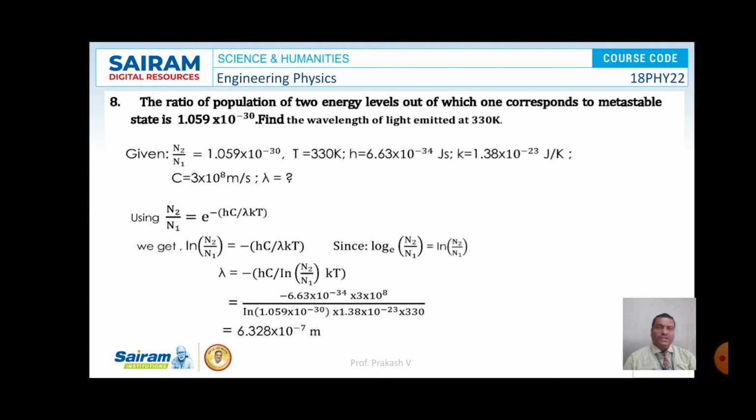So we know that N2 by N1 is equal to e to the power of minus hc by lambda kT. On simplification, the value of lambda is equal to minus hc by ln of N2 by N1 into kT. So substitute the value of hc, N2 by N1, k and T in the formula. We get the value of lambda is equal to 6.328 into 10 to the power of minus 7 meter. So this is the solution for the given problem.